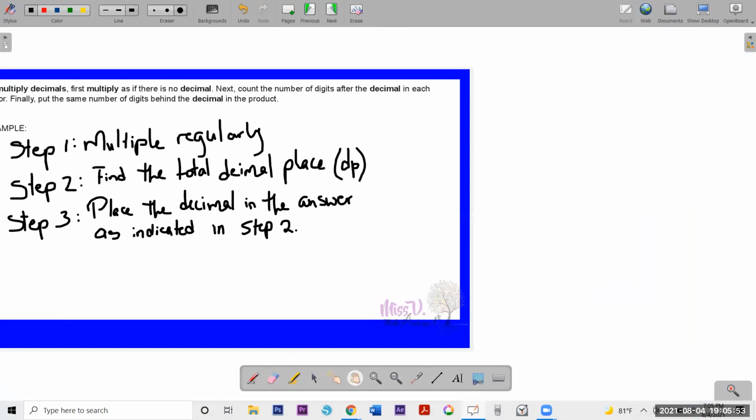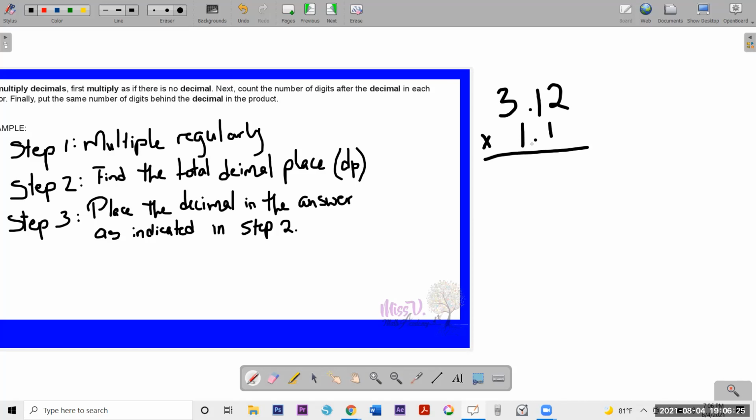So let's look at this example: 3.12 times 1.1. Here, I intentionally did not set out the decimal place under the decimal place. Why is that? Because it's not important. The only time it is important to make sure your numbers are aligned is when you're adding and subtracting. So step 1 says to multiply regularly.